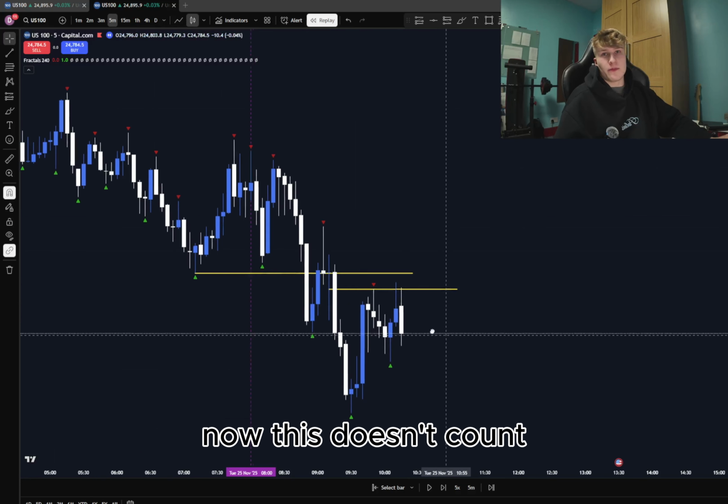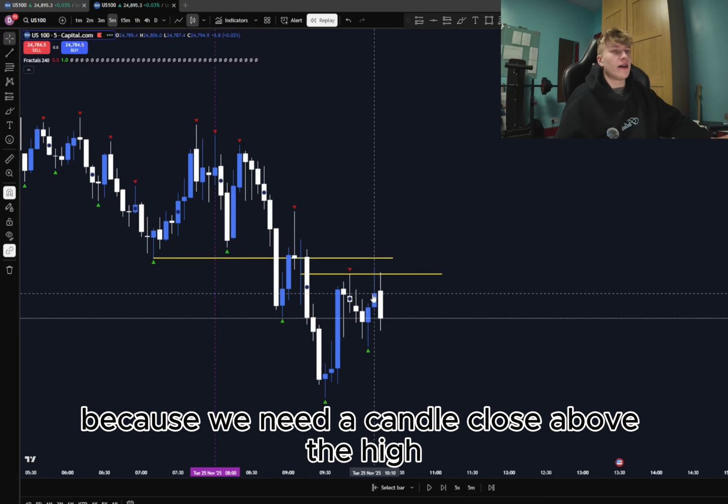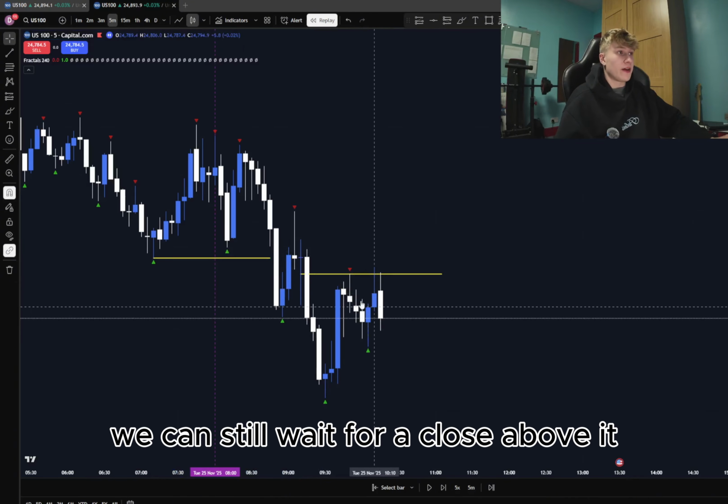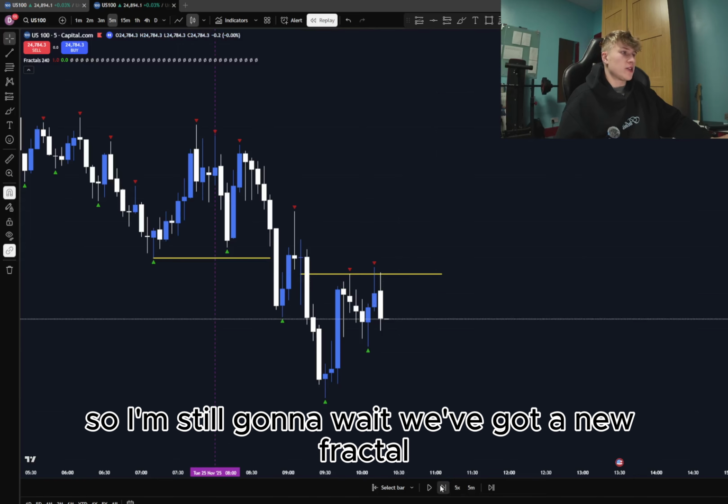Now this doesn't count because we need a candle close above the high. So this little wick doesn't count at all. It's still valid. We can still wait for a close above it, but this little wick is not what we want. So I'm still going to wait.